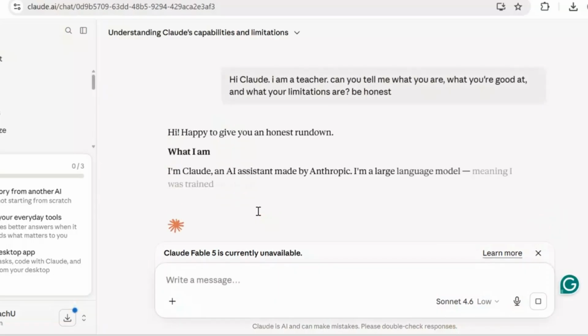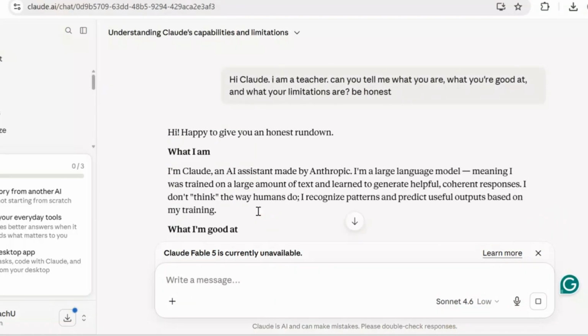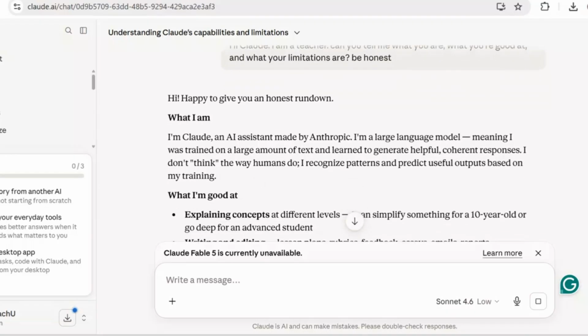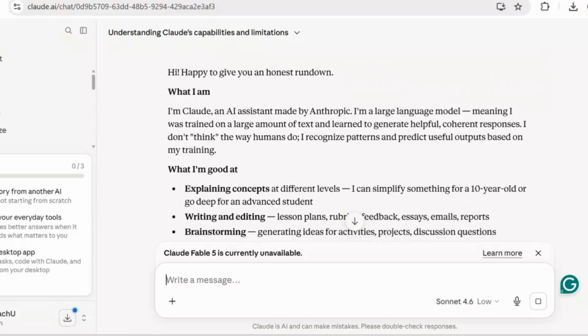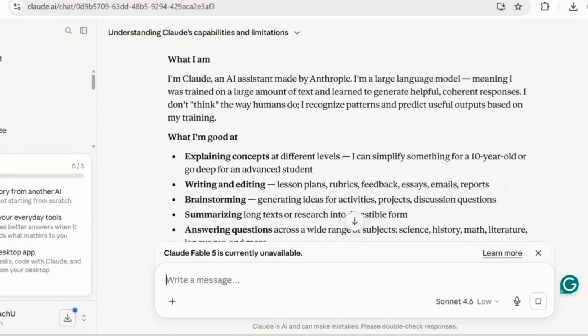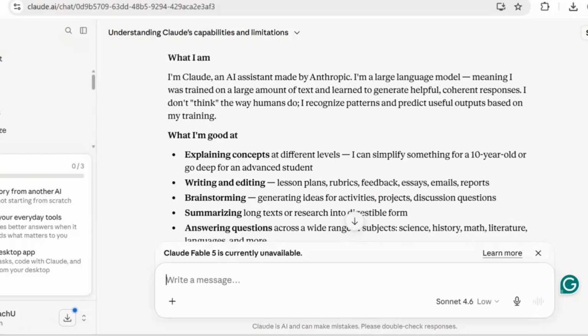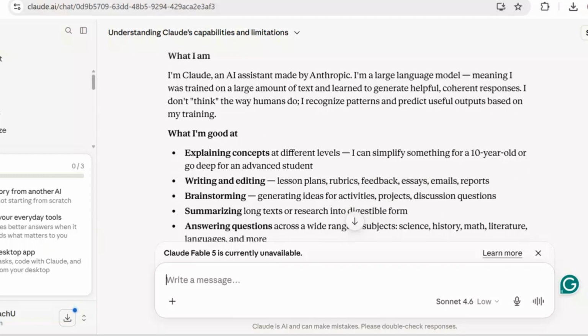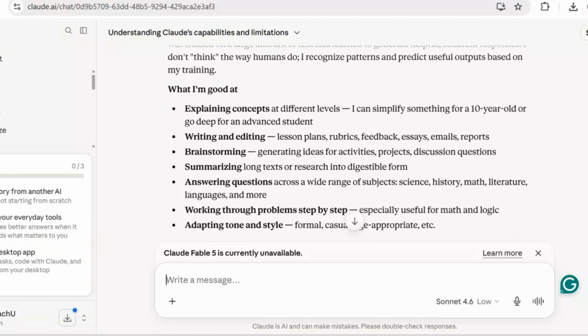Notice a few things here. Number 1, this is an introduction. I'm Claude, an AI assistant made by Anthropic. That's a large language model, meaning Claude was trained on a large amount of text and learned to generate helpful, coherent responses. It doesn't think the way humans do, but it recognizes patterns and predicts useful output based on the training it is subjected to.